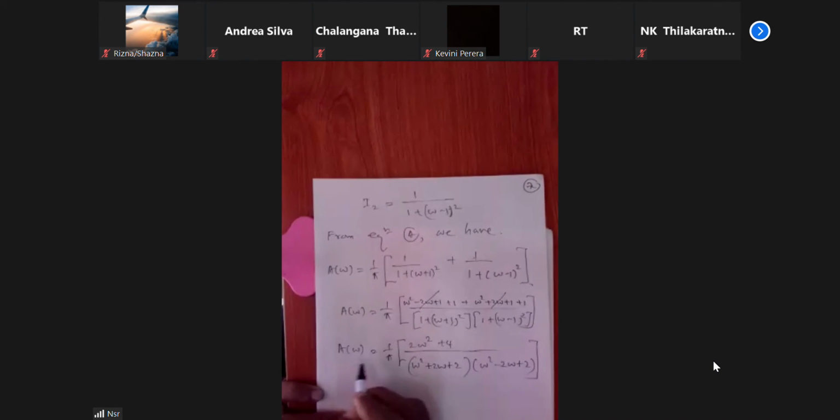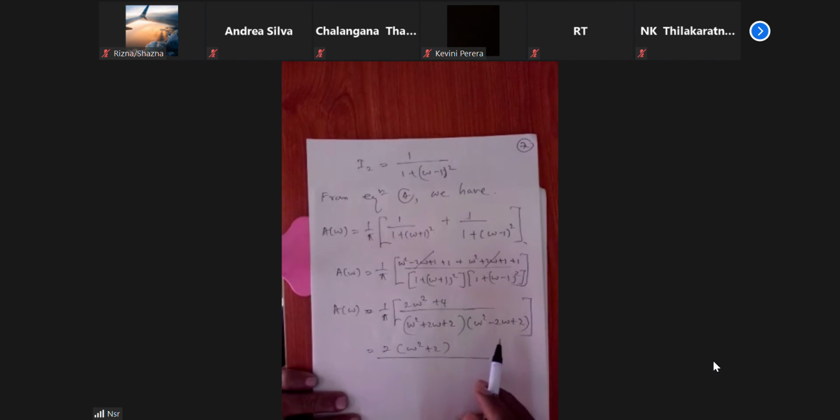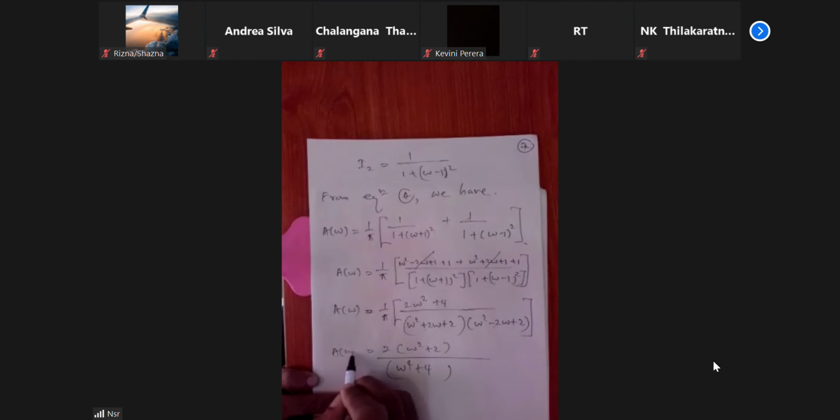A omega. Then you can take 2 outside of the numerator, 2 omega square plus 2, right? Denominator calculation, what is the simplification of this one? Omega 4 plus 4. Yes, good. Omega 4 plus 4. Very good. A omega.